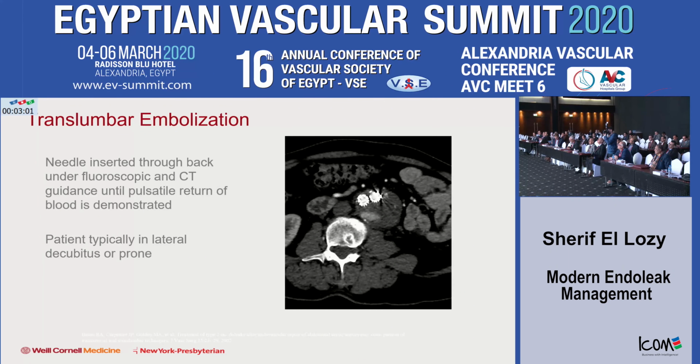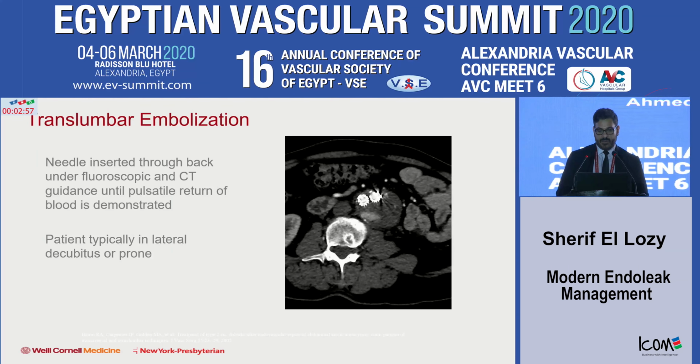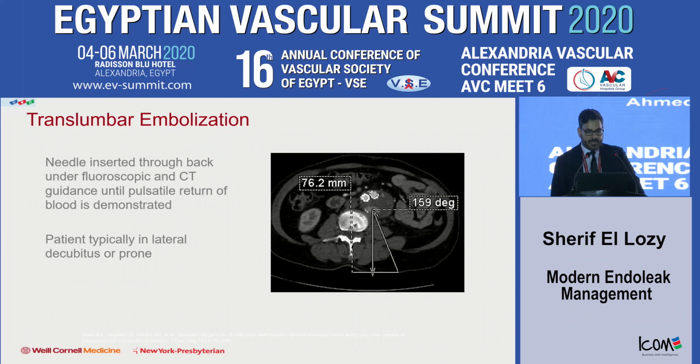Translumbar embolization was probably described before transcaval, but you access through the back under fluoroscopy or CT guidance until you get blood flow return, and then you can embolize with all the typical embolic agents we use. The patient's typically either in the lateral or the prone position. And favorable anatomy is where you can see the sac is typically towards the left side. The nidus of the endoleak is towards the left side.